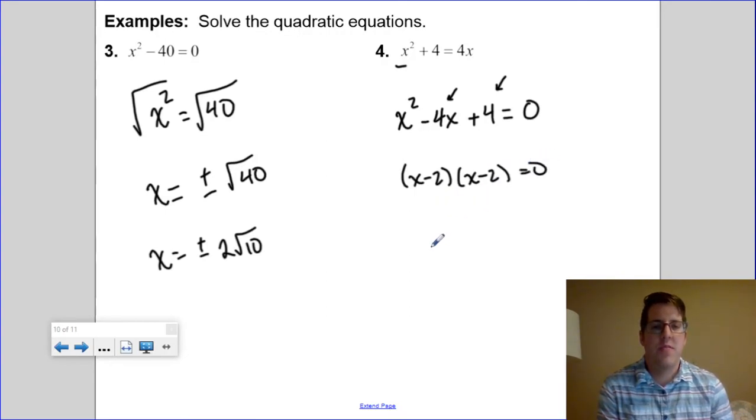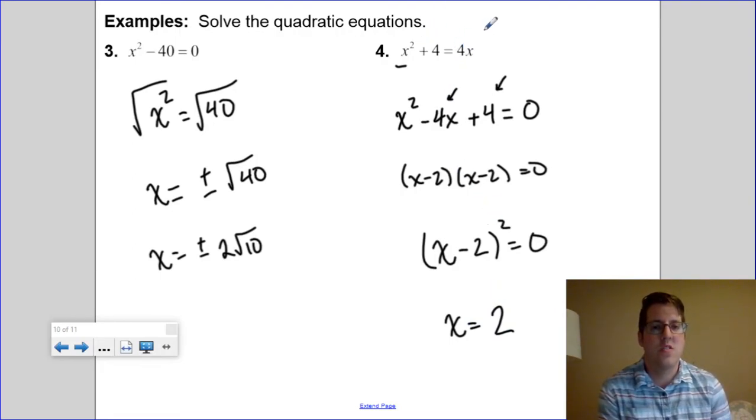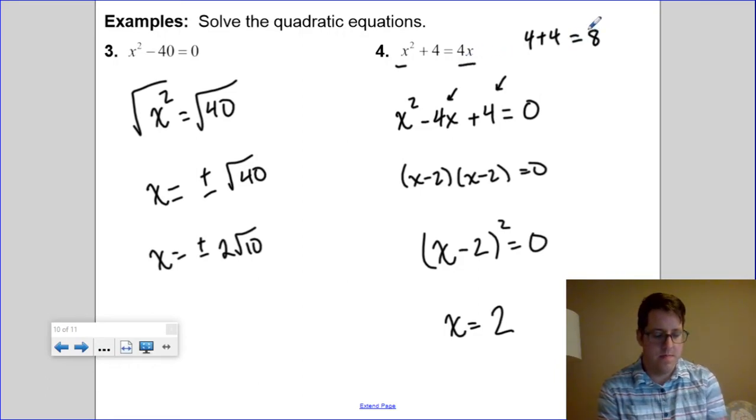And when we have a repeated factor like this, when we have that multiplicity of 2, we're going to write it as x minus 2 quantity squared. So our only solution for this, we have one solution, that x equals positive 2. And of course, if you want to test any solution like that, you just plug it in. 2 squared is 4, plus 4 equals 4 times 2, which is 8.